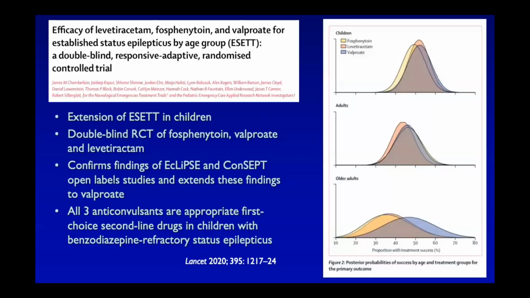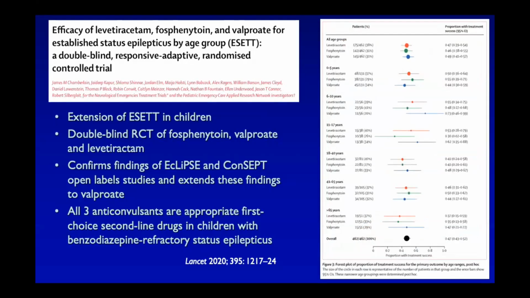This figure illustrates the overlapping probability of success by age and treatment group for the primary outcome, cessation of convulsive seizures. Children are in the top panel, adults in the middle panel, and older adults in the lower panel. And you can see the probability distributions overlap substantially for the three drugs, fosphenytoin, levetiracetam, and valproate.